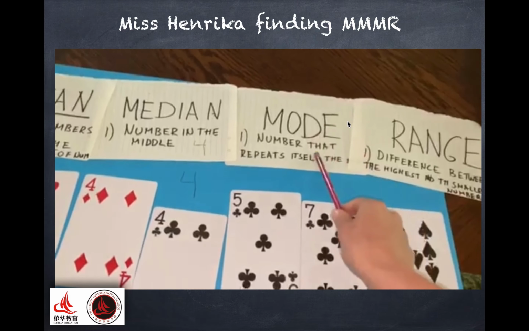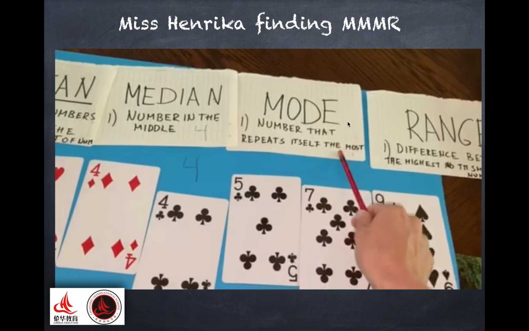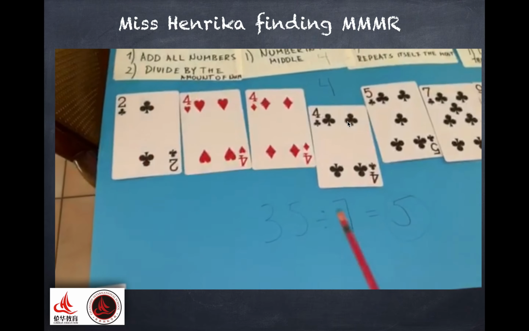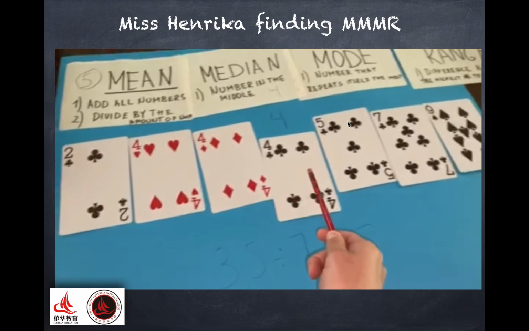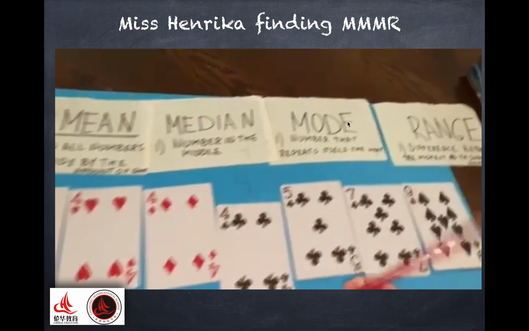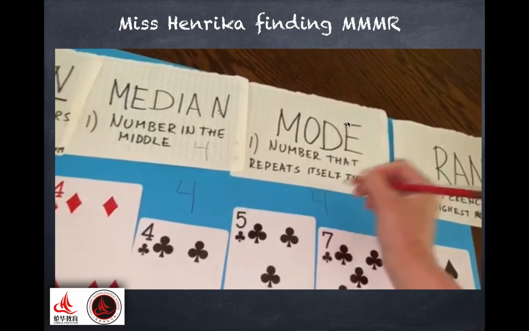Right, next one, mode. The number that repeats itself the most. So which number repeats itself the most? So I think we can all agree that number 4 repeats itself the most. So we have 3 4s. So the mode is 4.